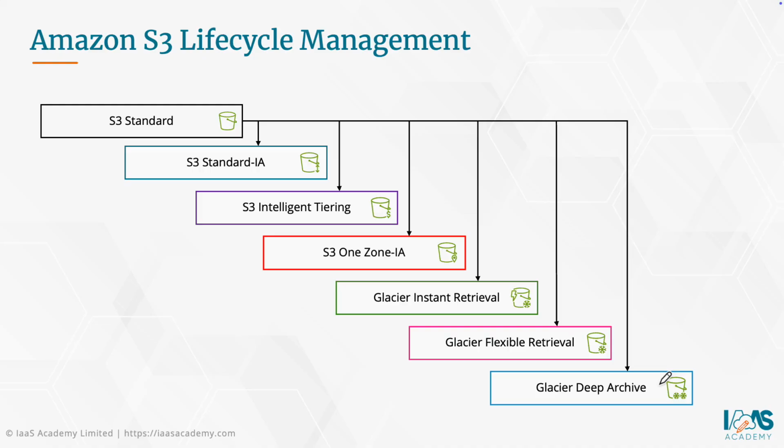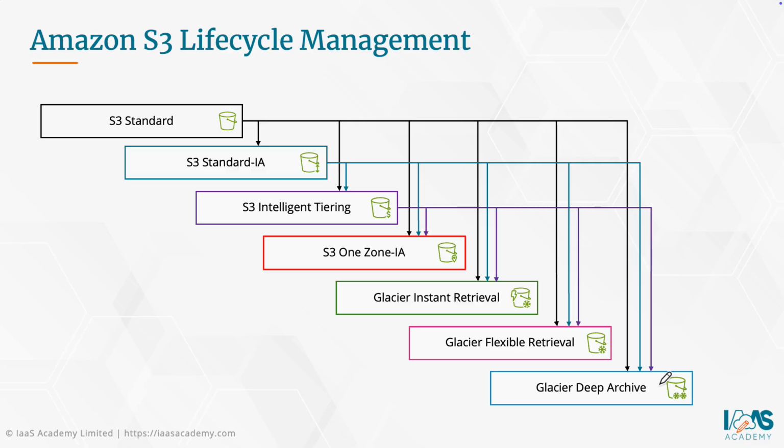Okay. You do need to be aware of the minimum storage requirements, though we'll come on to that in a second, but you can transition using a waterfall model that way. If you've got data in the standard IA storage class, that can be transitioned into intelligent tiering, one zone IA, instant retrieval, flexible retrieval, and deep archive. If you've got data in intelligent tiering, you can transition from intelligent tiering into IA, into one zone IA, Glacier instant retrieval, flexible retrieval, and deep archive. If you've got data in one zone IA, you can transition into Glacier flexible retrieval and deep archive. In this particular case, you cannot transition into Glacier instant retrieval.